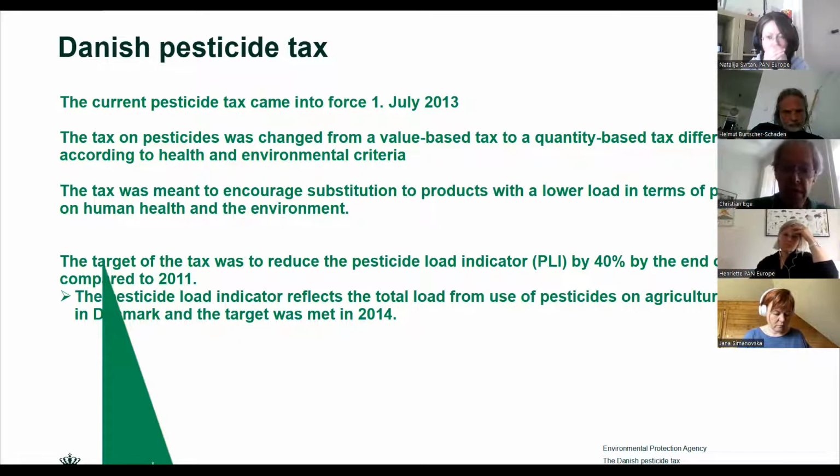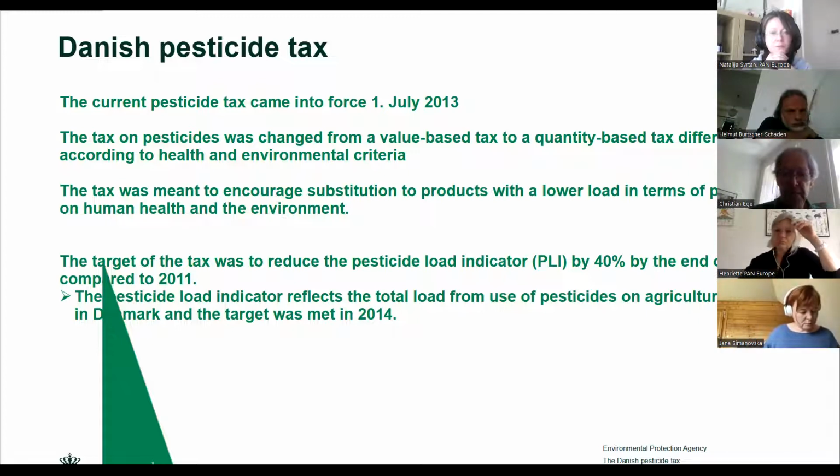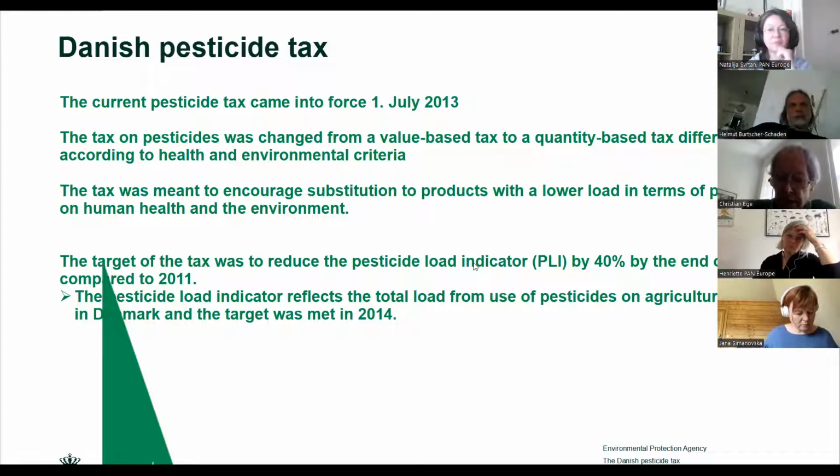Before, it was a value-based tax based on the quantity sold. And then it was changed to being differentiated according to health and environmental criteria. And the new purpose of the tax was to encourage substitution to products with lower pesticide load in terms of pressure on human health and the environment.